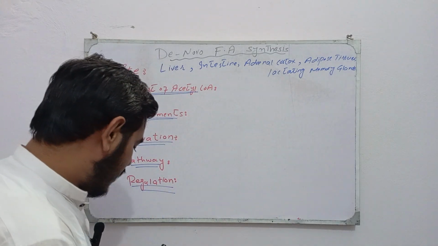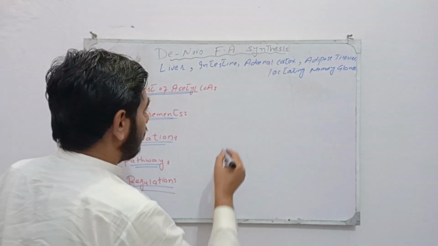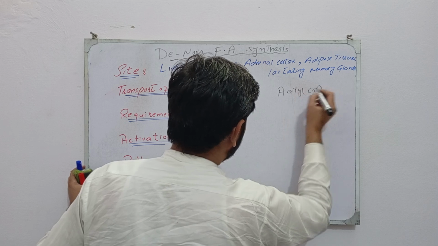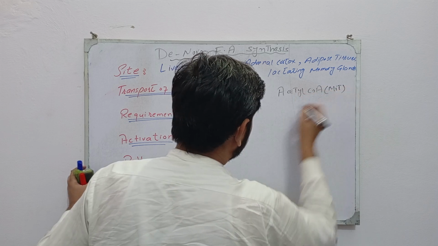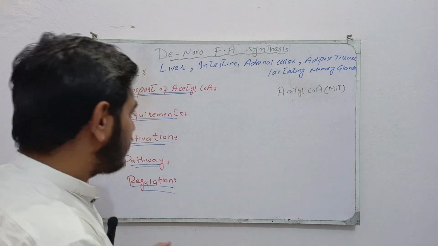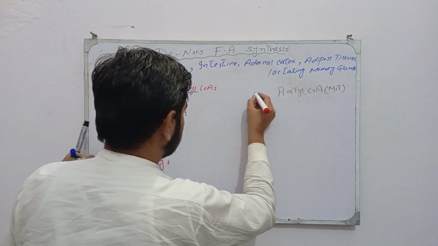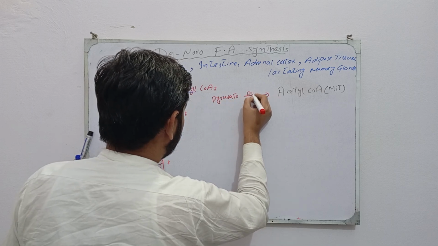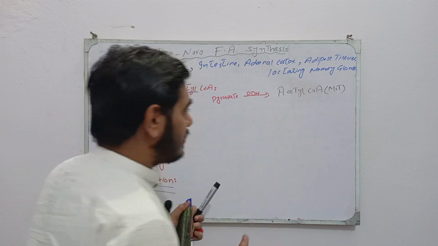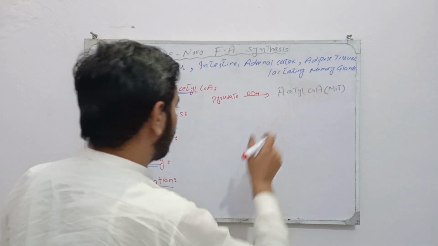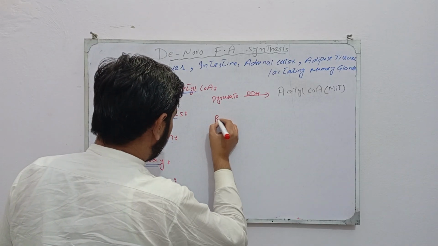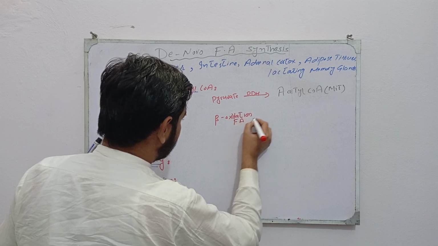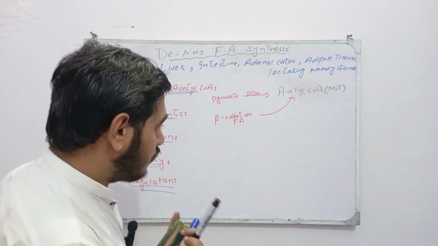Now, transport of acetyl CoA. Acetyl CoA is present in mitochondria. The two main sources of acetyl CoA are pyruvate, through the pyruvate dehydrogenase complex, where acetyl CoA is obtained, and this process occurs in mitochondria, and beta oxidation of fatty acid. These two are the sources of acetyl CoA.